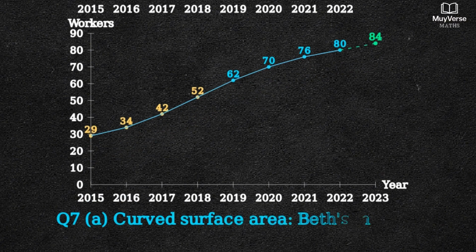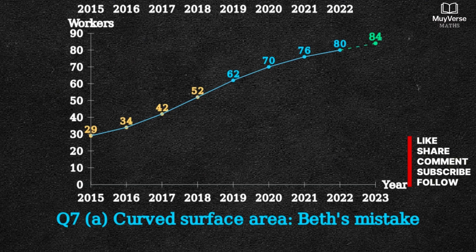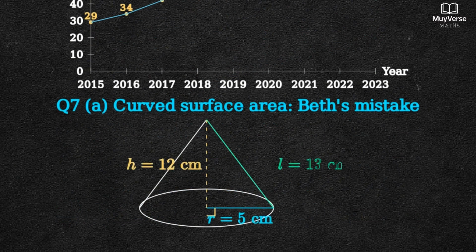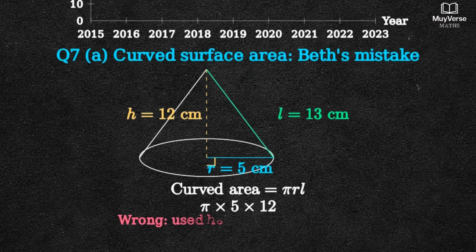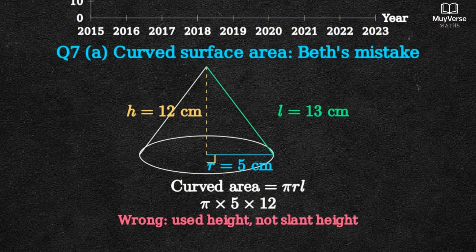Question 7 Part A. A right cone with radius 5 centimeters, perpendicular height 12, and slant height 13. The curved surface area formula is pi times r times L, where L is the slant height. Beth used 12 instead of 13. That is the mistake. We draw the cone and label r equals 5, h equals 12, and L equals 13. Show the correct formula. Show Beth's substitution using 12 and highlight the 12 as wrong.